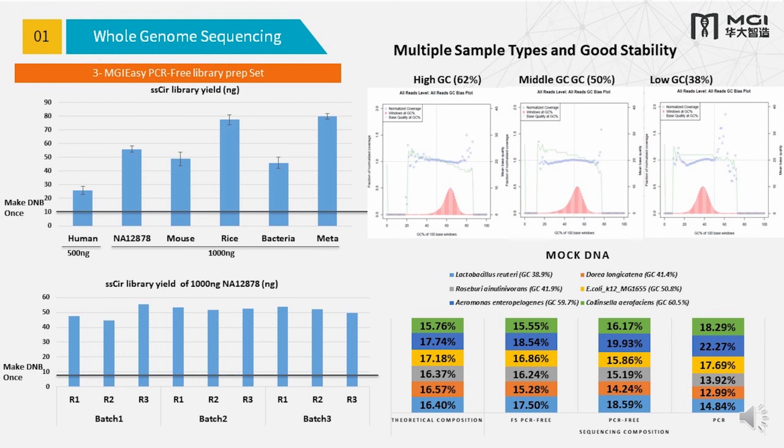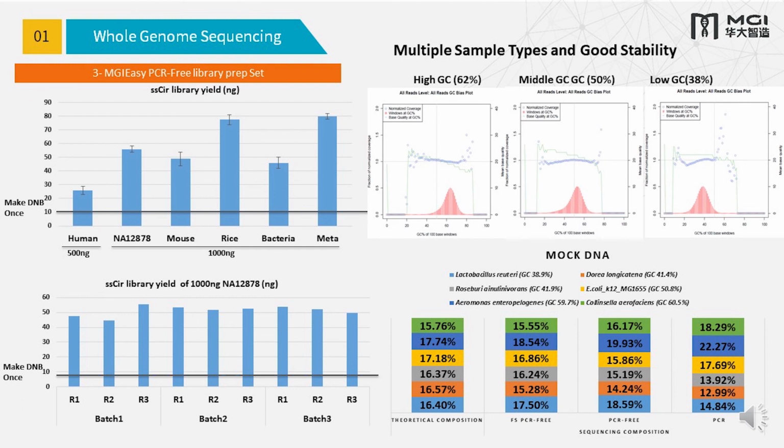Why do we show this? Because if we don't have a PCR step, most of us will be very worried about how much DNA we can get after we prepare, before we sequence. So here, just to show you that if we start from 1 microgram DNA for the PCR-free, the DNA you get is almost enough for you to sequence 3 times, or sometimes even 4 times. So for most of the applications, it's quite enough.